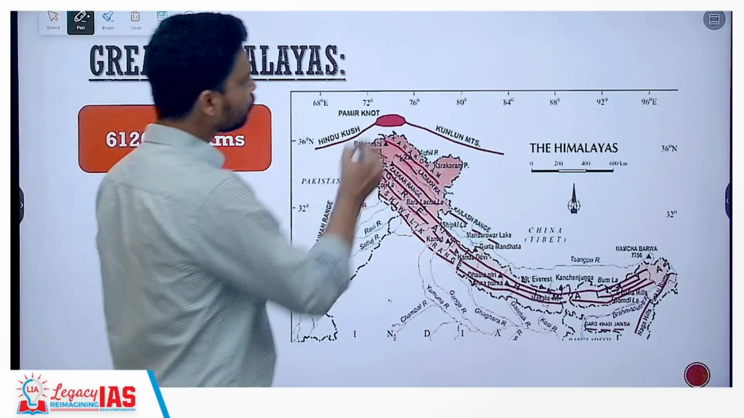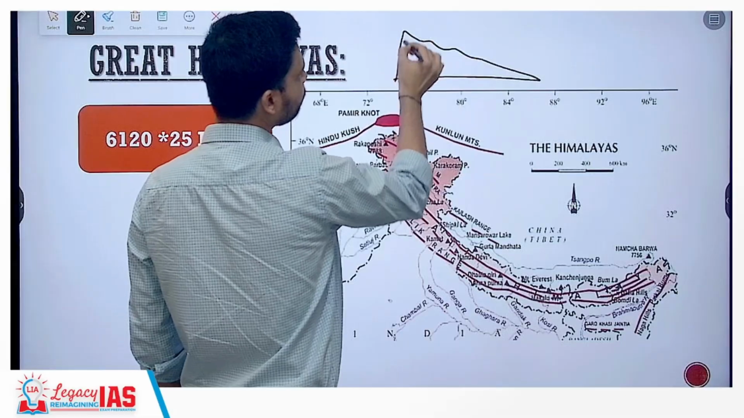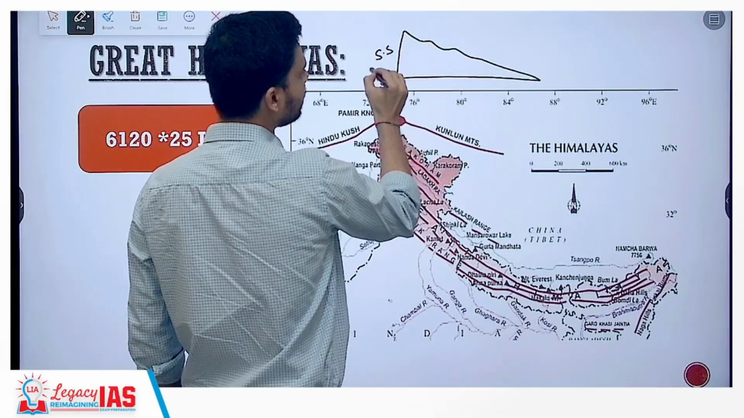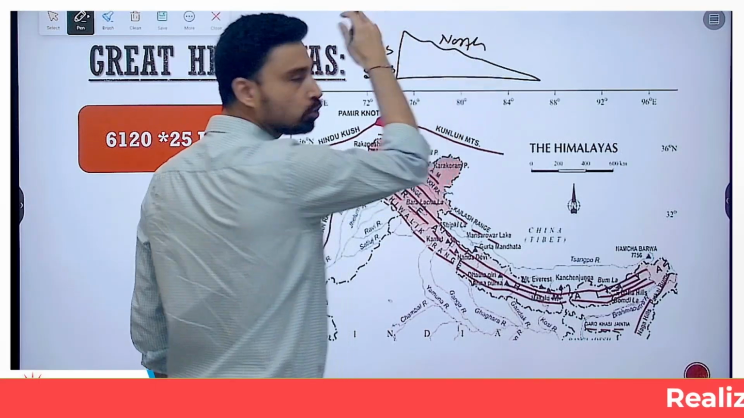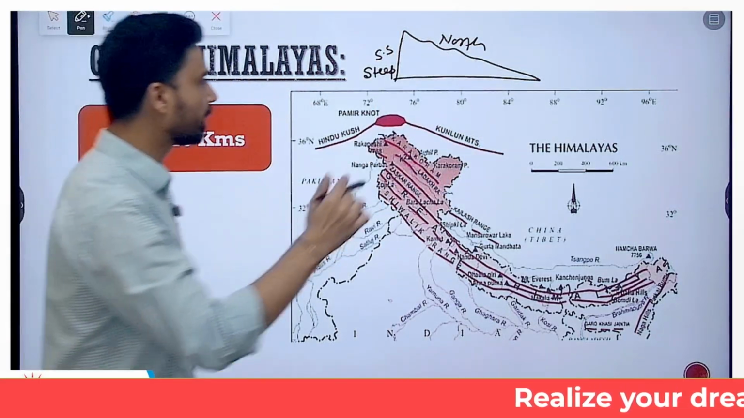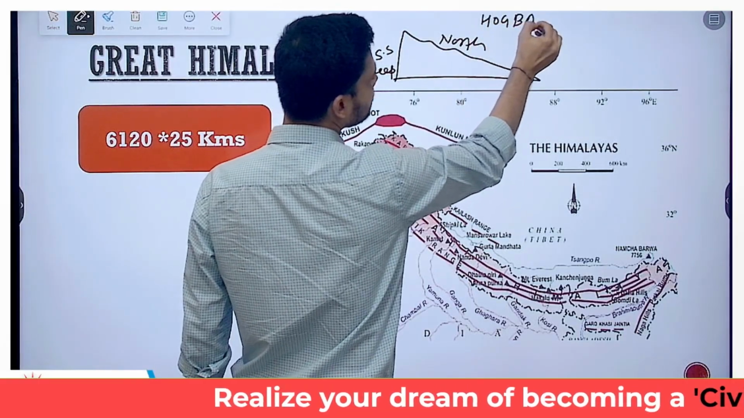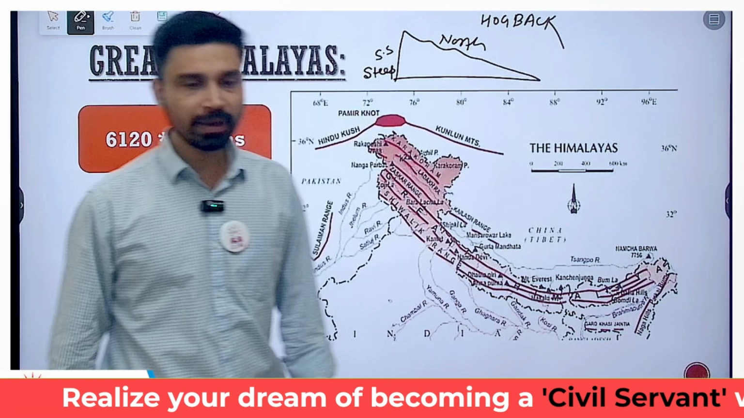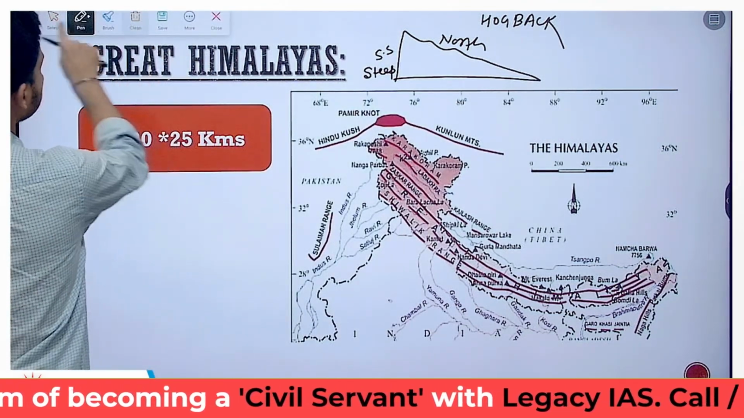Apart from that, the Great Himalaya also shows an asymmetrical kind of slope. That means if you look at the southern slope of the Himalayas, it is much steeper compared to its northern slope, which is gently sloping. This kind of topography in the Great Himalaya is referred to as hogback topography. The Himalaya is an example of hogback topography because of the asymmetrical slope.